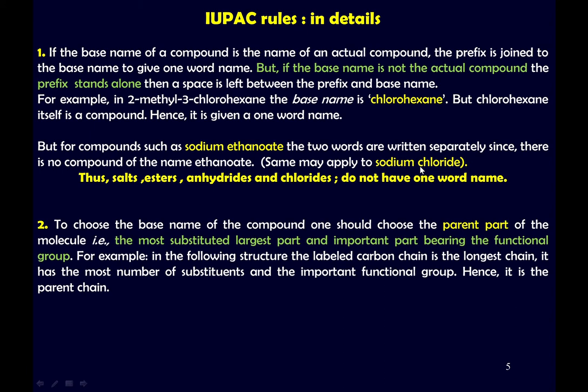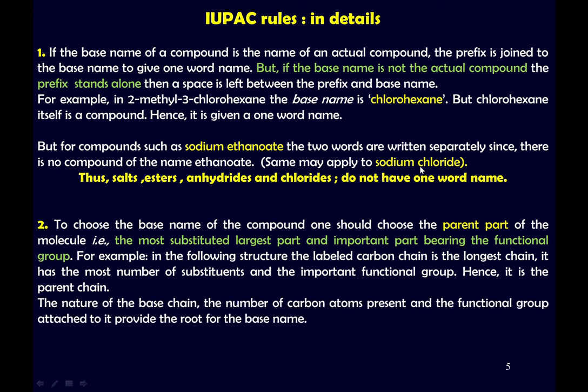To choose the base name of the compound, one should choose the parent part of the molecule, that is the most substituted, longest and important part bearing the principal functional group. For example, in the structure, the labeled carbon chain is the longest chain. It has the most substituents and the important functional group, so it becomes the parent chain. The nature of the base chain, the number of carbon atoms present and the functional group attached to it provide the root or base name.